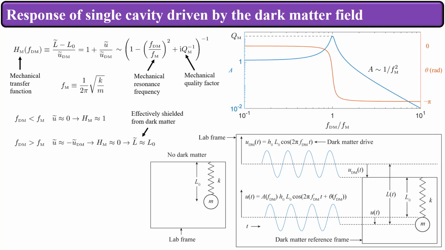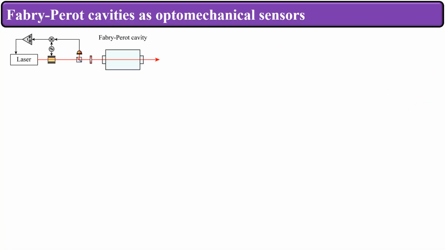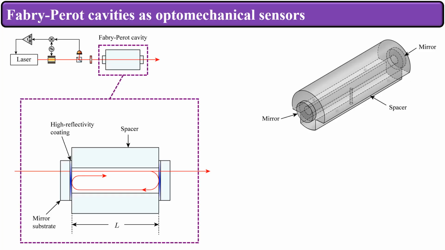In essence, the cavity is shielded from dark matter at higher frequencies, and we can now use this cavity as a reference to measure the length of another cavity. We measure the length of a cavity by measuring the optical frequency of the laser resonant with the cavity.